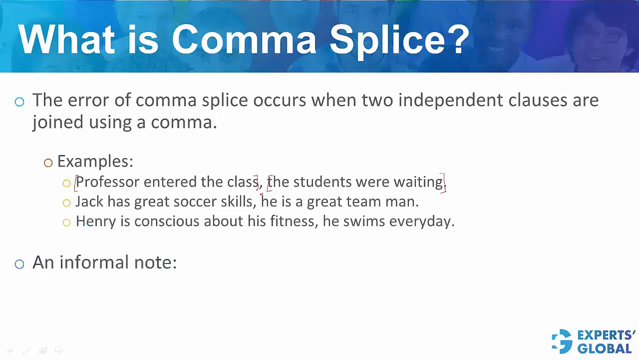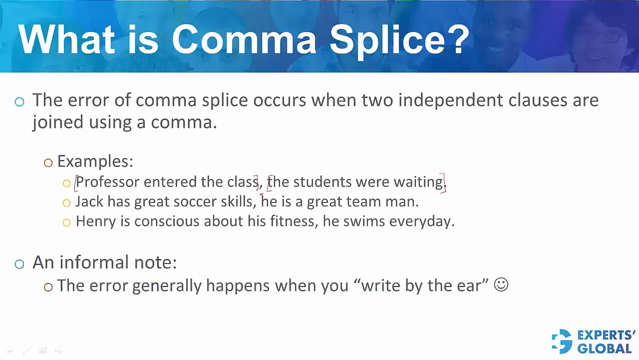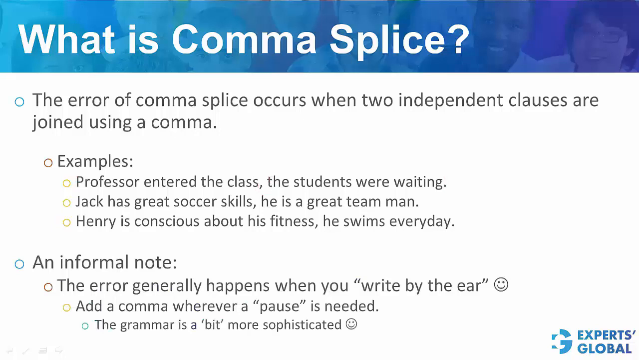An informal note here is that the error of comma splice generally happens when we write by the ear, and we tend to add a comma wherever we feel the need for a pause. Grammar is, however, of course, a lot more sophisticated. We can't just write by the ear and add a comma wherever we feel the need for a pause.